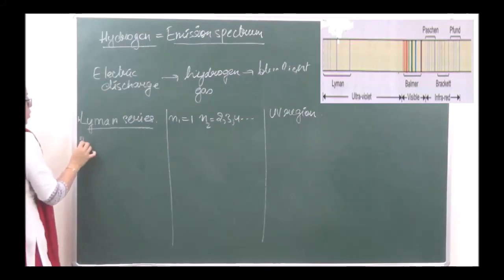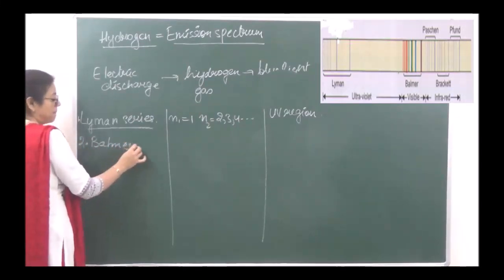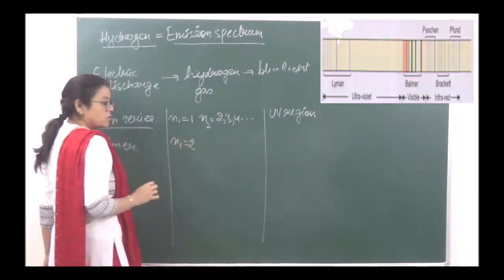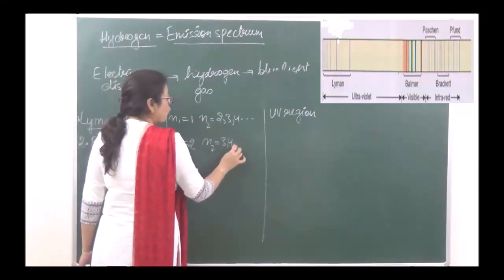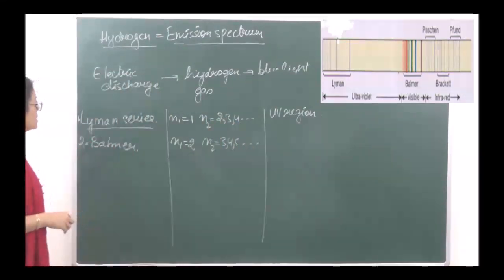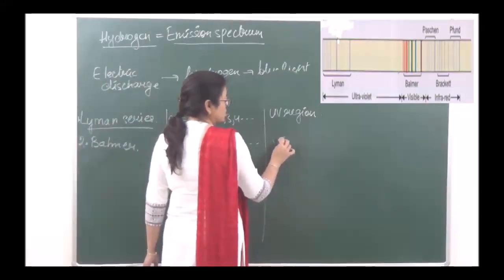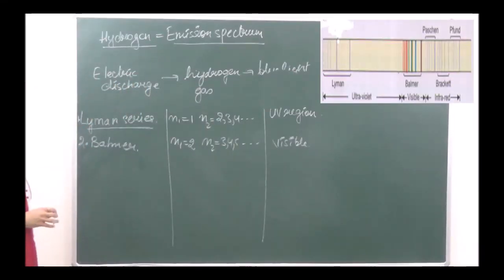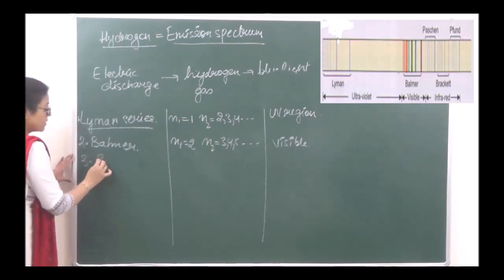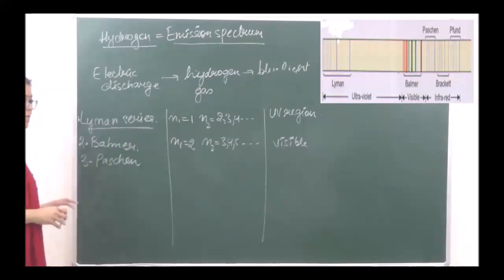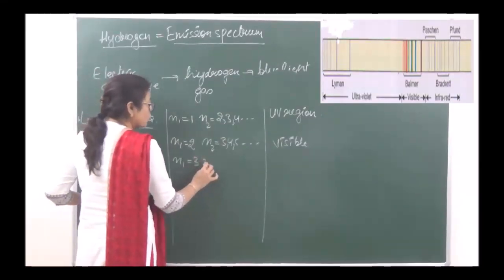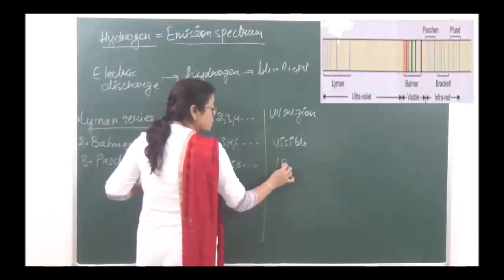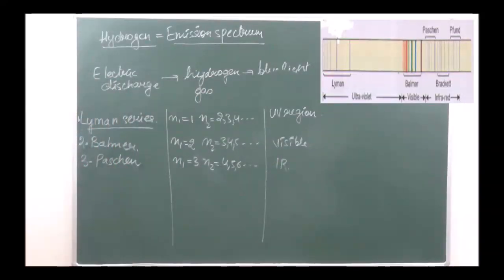Then the second series was the Balmer series. For Balmer series, n1 is equal to 2 and n2 is equal to 3, 4, 5 and so on. And Balmer series is the only series which falls in the visible region. Then the next one which we have is the Paschen series. For that, n1 is equal to 3 and n2 is equal to 4, 5, 6 and so on. This falls in the infrared region of the electromagnetic spectrum. Then we have the Brackett series.